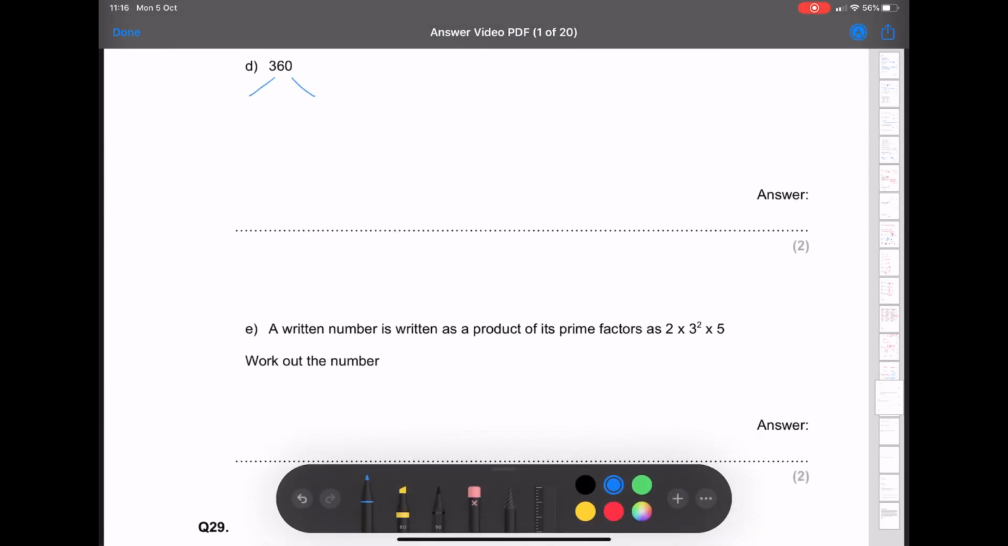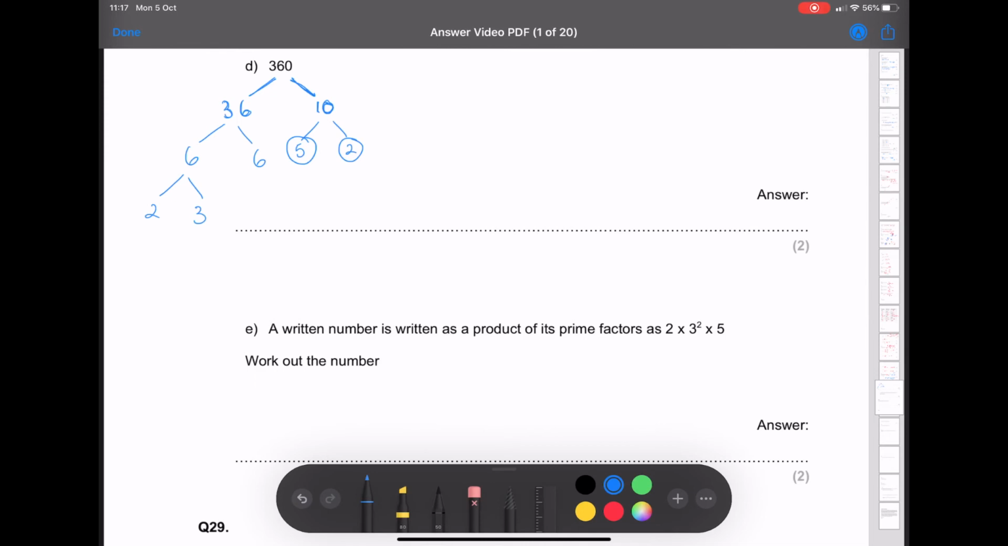360. Well, this can be divided into 36 and 10. Okay, so 360 divided by 10 is 36. Right, 10 divided by 2 is 5. Both prime, can leave them like that. 36 divided by 6, oops, sorry, that's not a prime. 36 divided by 6 is 6. And then we need to split these up a bit more because they're not primes yet.